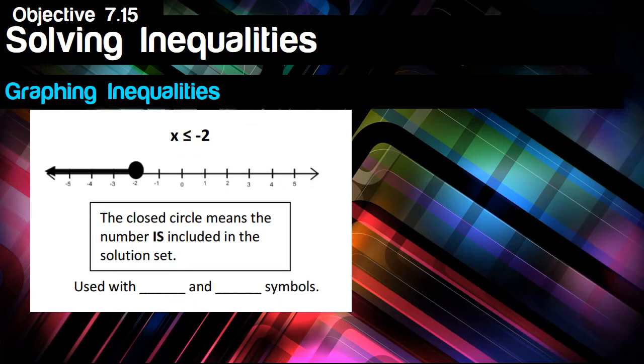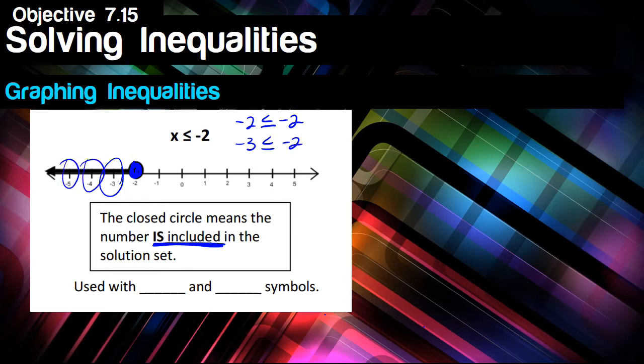So now we have this inequality: x is less than or equal to -2. This closed circle on -2 means that -2 is included in our solution set. And so what we can say is that -2 is less than or equal to -2. But the same is true for -3 is less than or equal to -2, and so on and so forth.